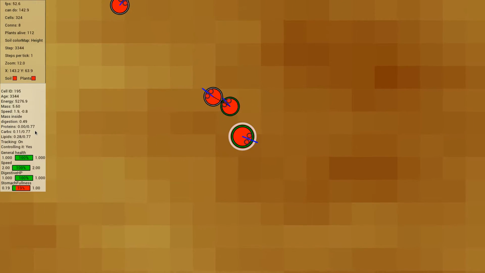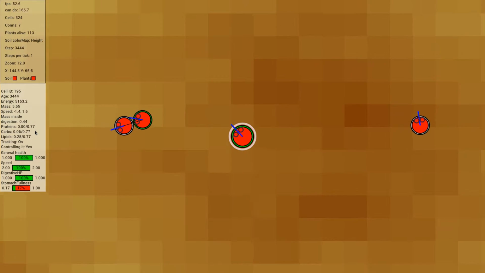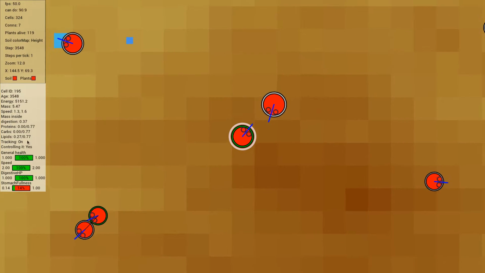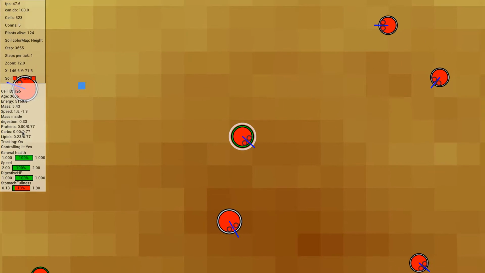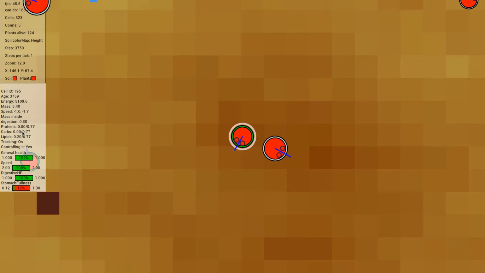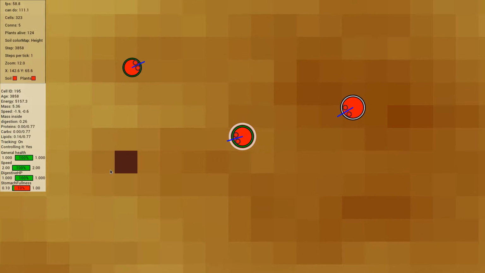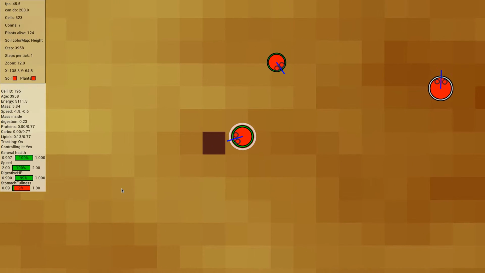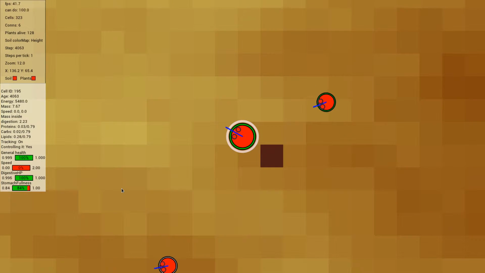Here you can see two cells connected to each other. It's due to adhesive membrane. I'm still working on it, so I wasn't able to separate them.